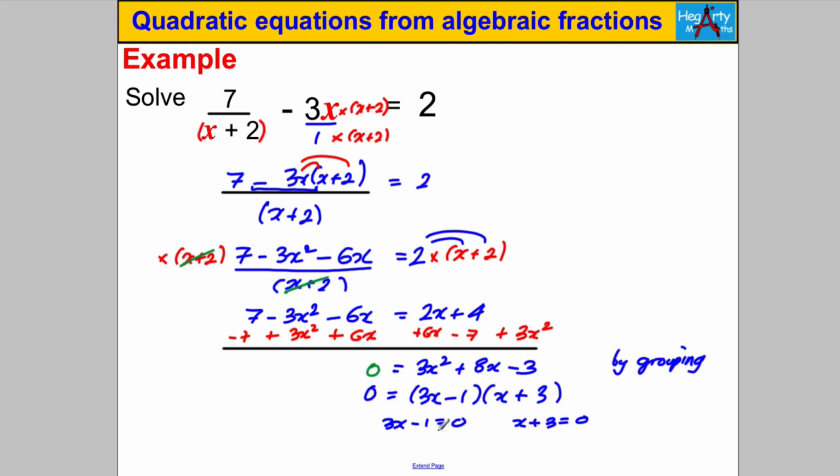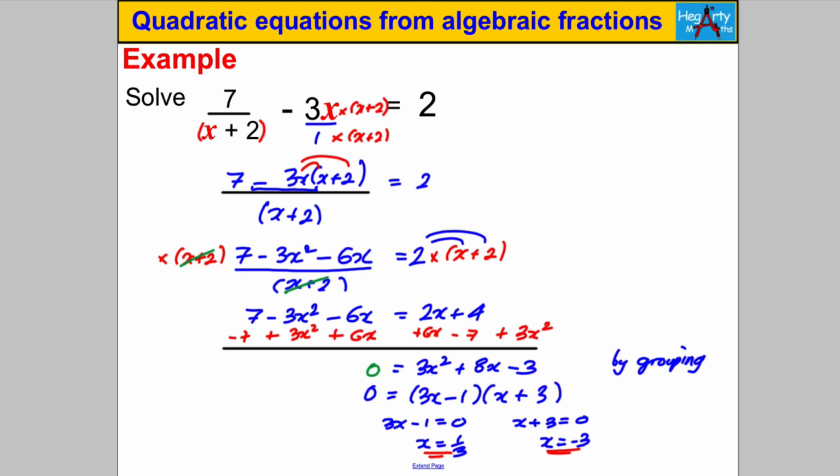In this case, add 1 to both sides and divide by 3. I'd get x is positive a third. In this case, subtract 3 off both sides. I'd get x is equal to negative 3. That's my answer here, and that's my answer here. And that's it for this video.